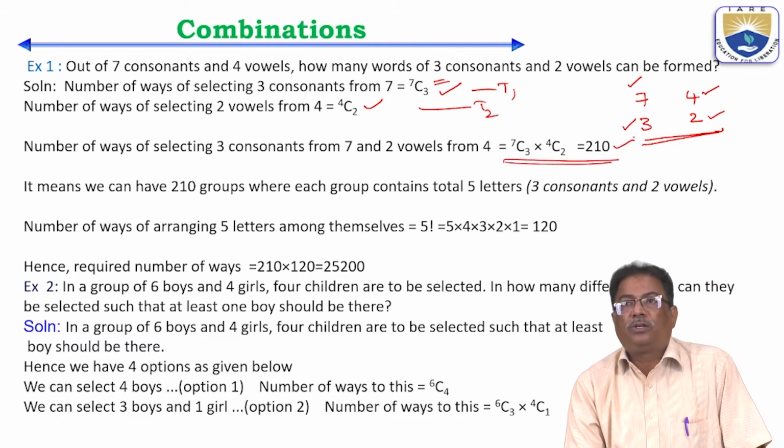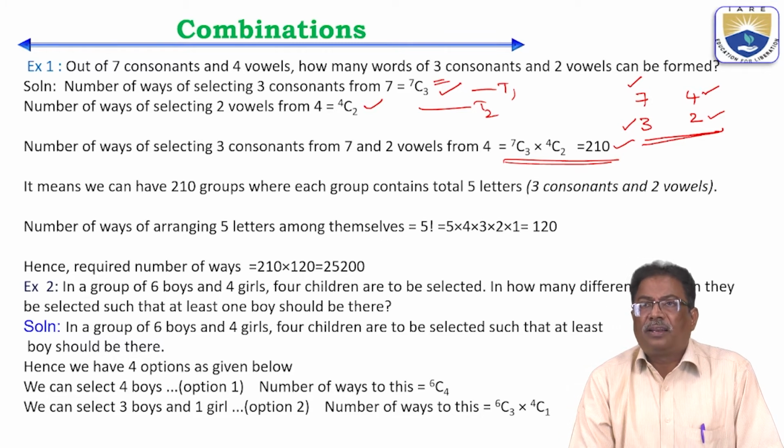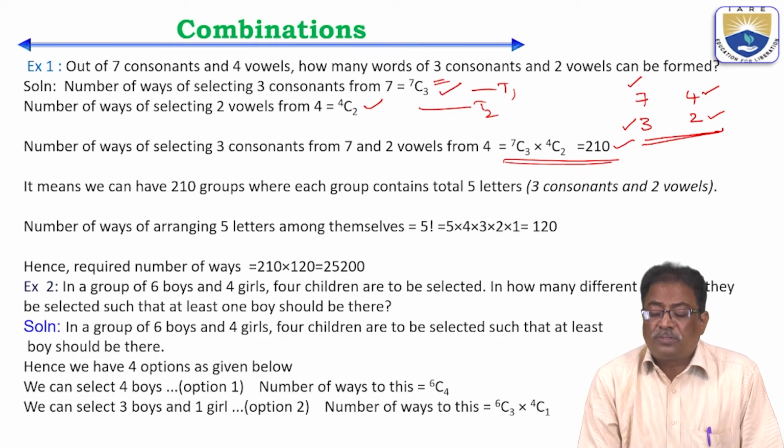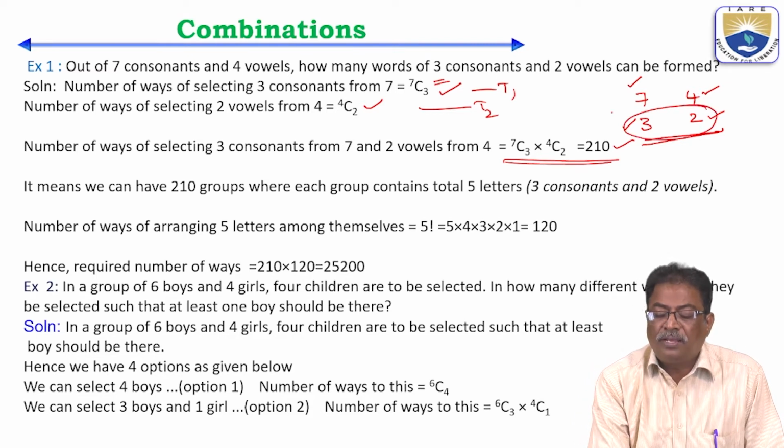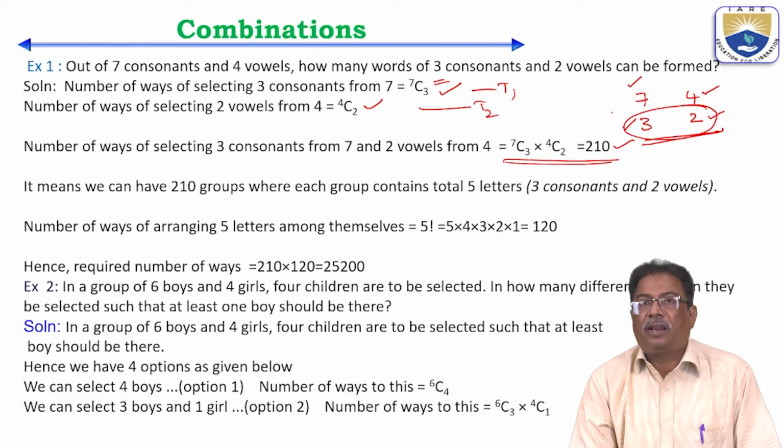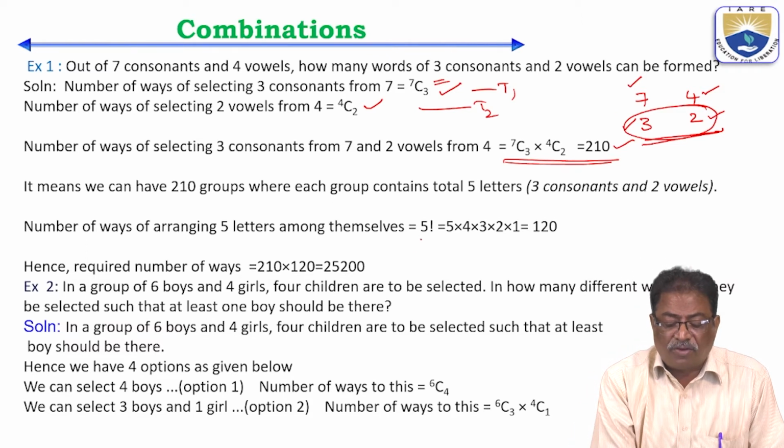So finally we get 210 groups. But in each of these groups there are 5 elements, and 5 elements can be arranged among themselves in 5 factorial ways.